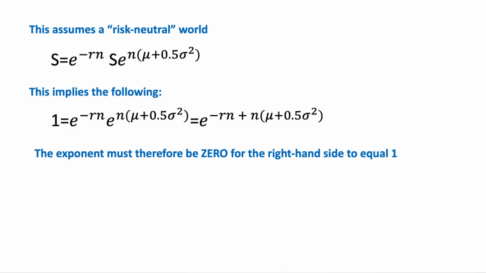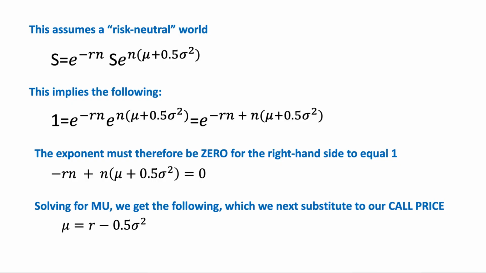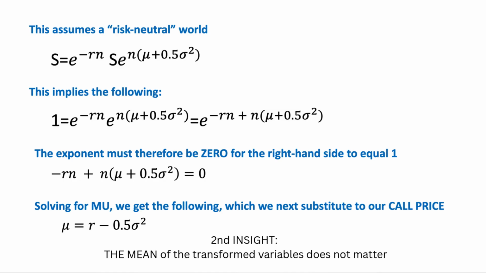This implies that negative r times n plus n times open and close parenthesis mu plus 0.5 variance should be equal to 0, which implies that mu should be equal to r minus 1/2 variance. And here we get to the second insight. The mean of the transform variables does not matter. Only the risk-free rate and the standard deviation of the transform variables do. And here we remember that we are working with the standard deviation of the ln of 1 plus r's. We're still keeping that in mind.